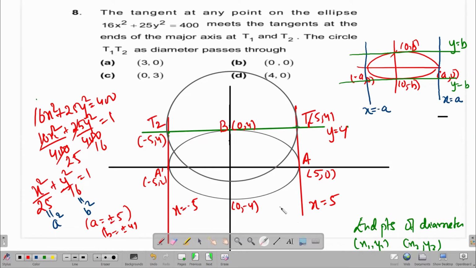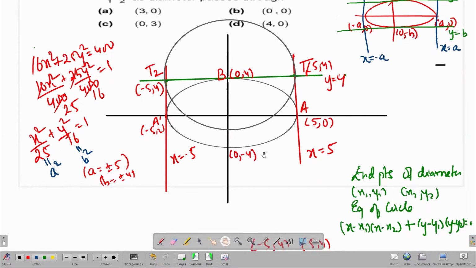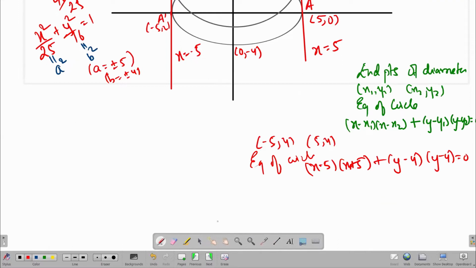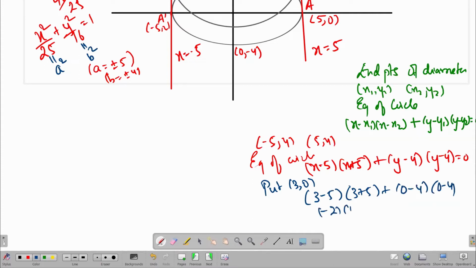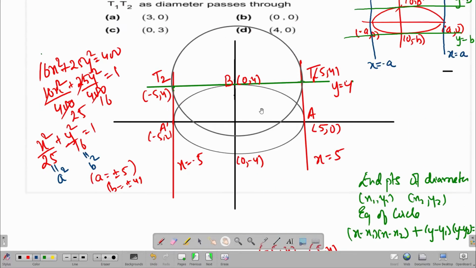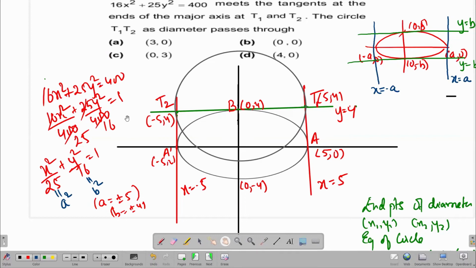So we just have to satisfy the options, and I put the first option, that is (3, 0). So I put x equal to 3 and y equal to 0. So my answer is here, this is minus 2 into 8 and this is minus 4 into minus 4, that is plus 16. So this point satisfies the equation, therefore this is the correct option. But we have to check all the options also. We have to check all the four options. So after checking those, only then do we take option A as the correct option.